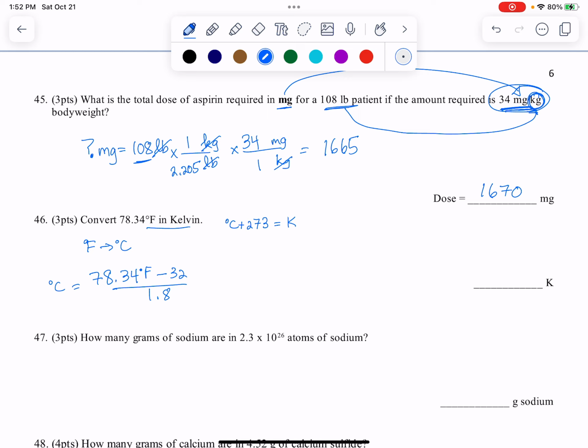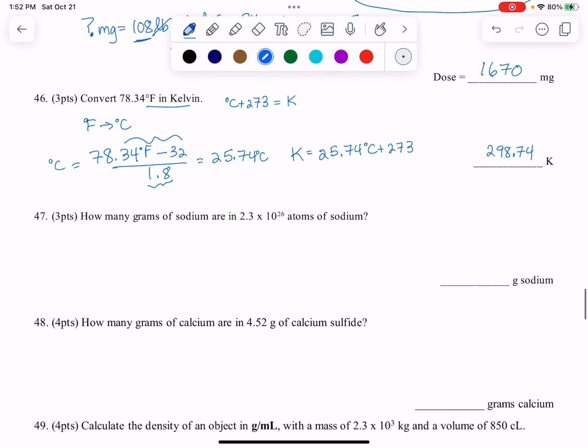If I punch that in my calculator, I end up with 25.74. I'd have to do the subtraction first, and then I divide by 1.8. And then I add 273 to 25.74, which is in degrees Celsius at this point, and I'll go ahead and round, keeping 2 decimal places. I end up with 298.74 Kelvin.